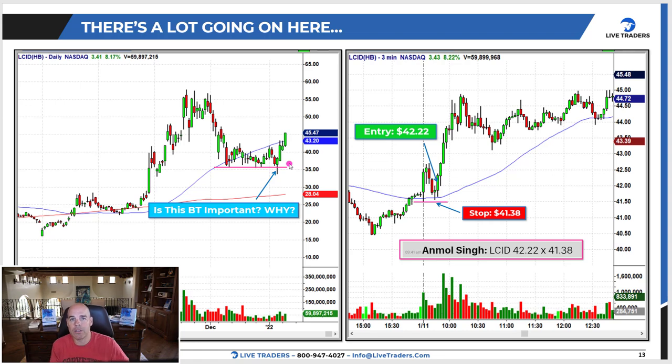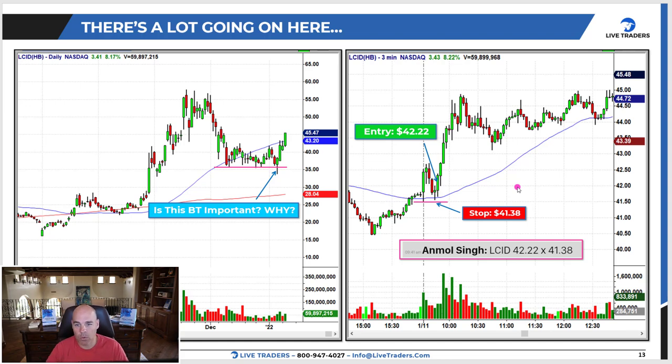We've broken down the daily chart. And in a perfect world, we'd like to get in this right around 43.20, right? Right at the entry of the three bar play. And this is where there's a lot going on here. What do we do? This is a tough question. I'm asking, but I'm still not 100% sure.